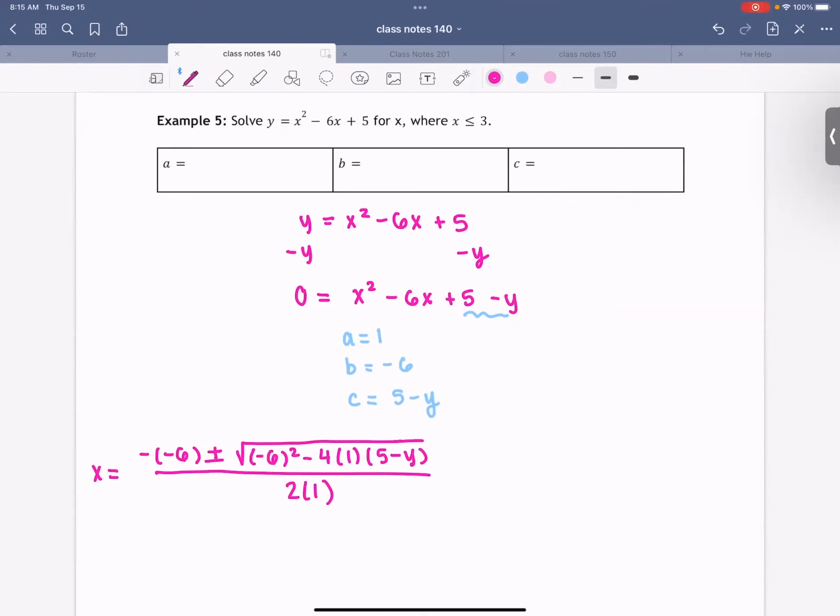Now we're here. Let's just clean it up and see what we can do, okay? A negative is a positive 6. We've got negative 6 squared, which is 36. And 4 times 1 is 4. And then 2 times 1 is 2, right? All right, any ideas on what we can do now?